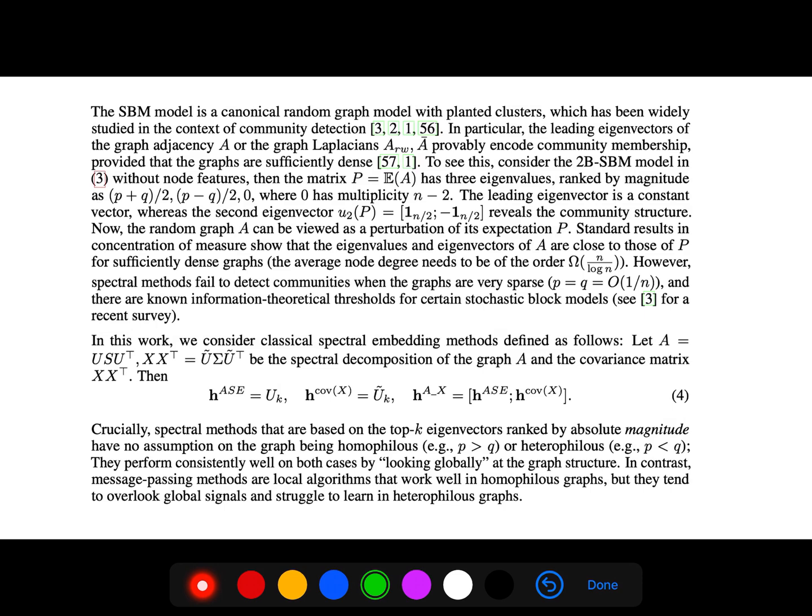Now, in this work, we consider classical spectral embedding methods, and we let A be U S U transpose and X X transpose be this SVD decomposition. Spectral methods that are based on top K eigenvectors ranked by absolute magnitude have no assumption on the graph being homophilous or heterophilous. They perform consistently well on both cases by looking globally at the graph structure. In contrast, message passing methods are local algorithms that work well in homophilous graphs, but they tend to overlook global signals and struggle to learn in heterophilous graphs.